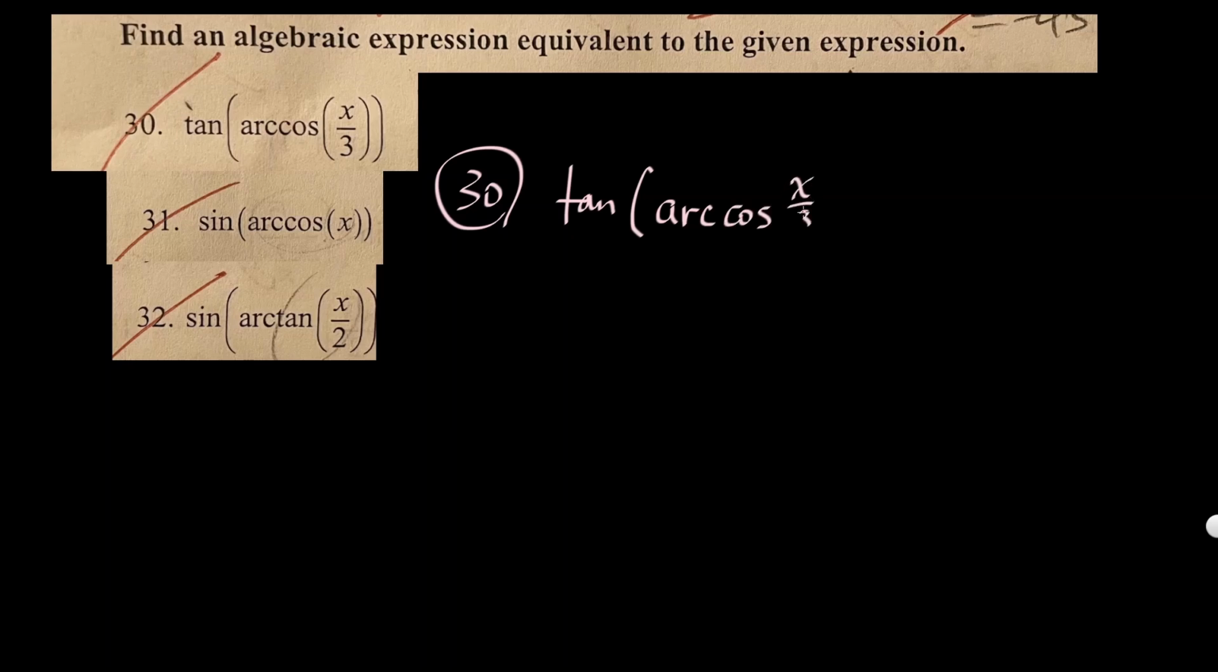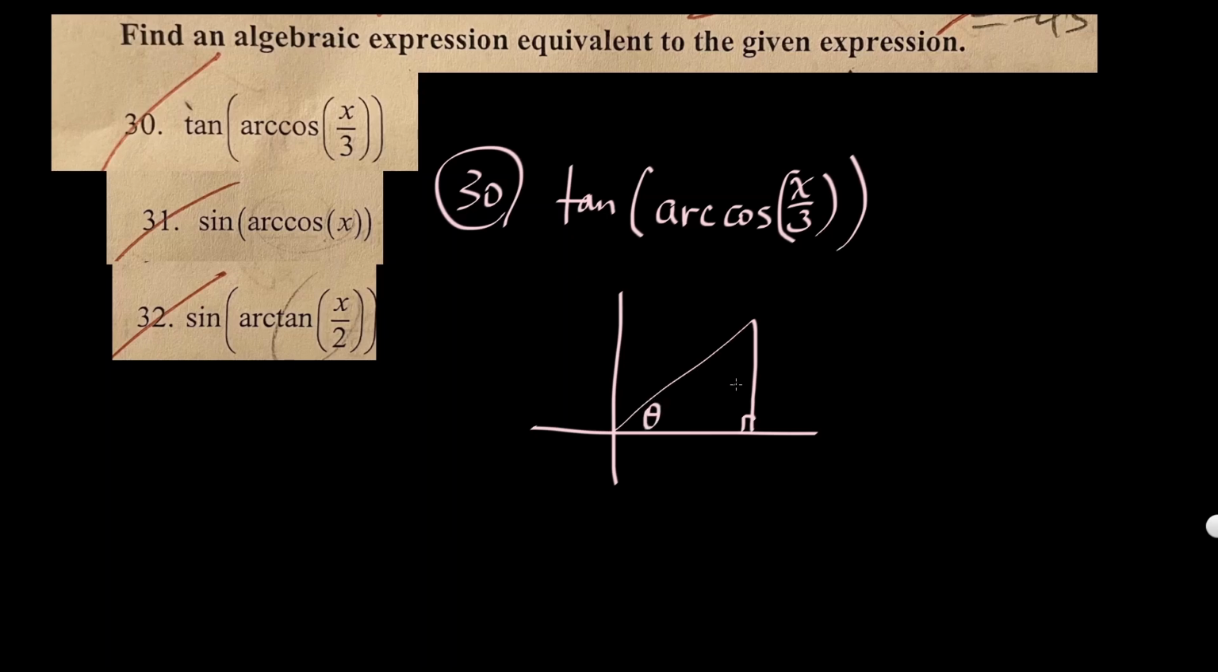Number 30 says tangent of inverse cosine, or arc cosine, of x over 3. Since it's positive, I'm going to draw my arc cosine triangle in the first quadrant, and let that be the theta of that triangle. Since it's inverse cosine, it's adjacent, which is x, over hypotenuse 3. So the other leg is going to be the square root of 9 minus x squared. You could check it by using the Pythagorean theorem.